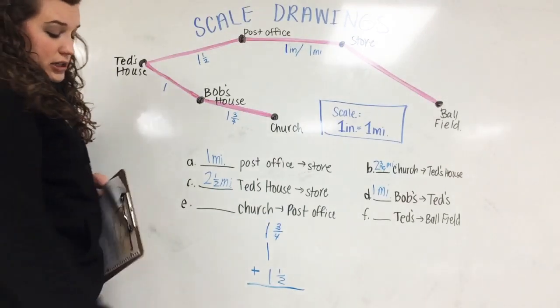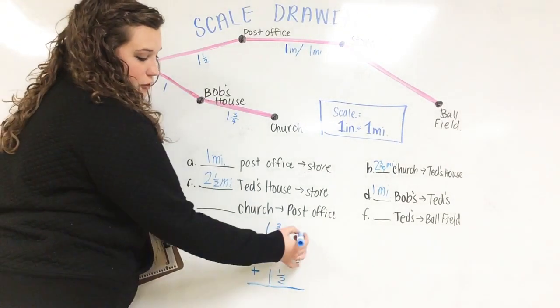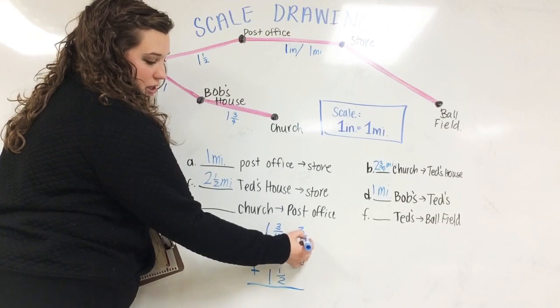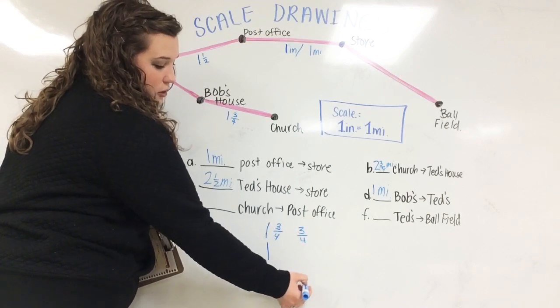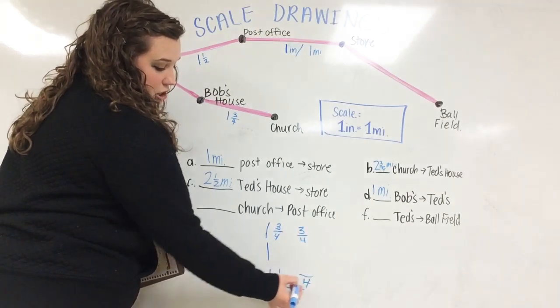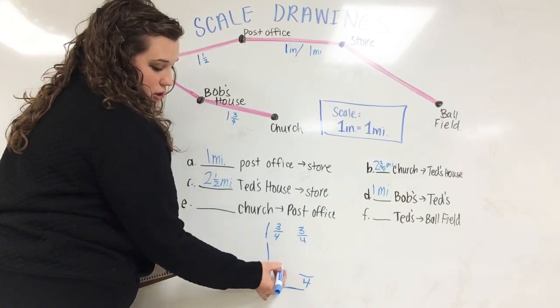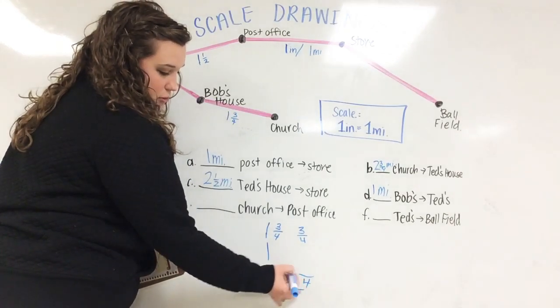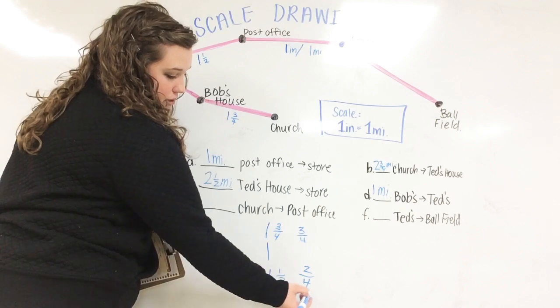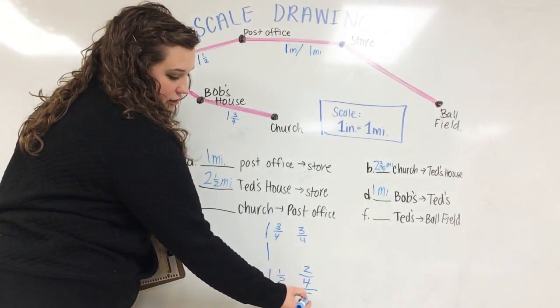Now what we need to do is find common denominators. So we have 3/4. 4 is going to be my common denominator. I'm just going to tell you that right now. Make my equivalent fraction. 2 times 2 is 4. 2 times what is 4? 2. 2 times 1 is 2. So let's add those. 3 plus 2 is 5.